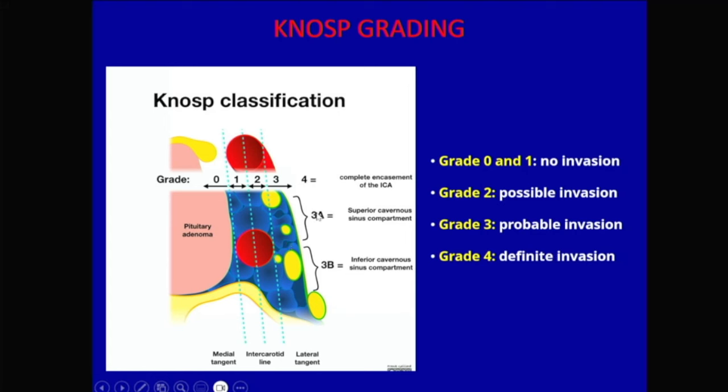So what do these grades mean? Grade 0 and 1 means there is no invasion. So 1 means right till here. So you can imagine a pituitary adenoma coming right till here. It means there is no invasion of the cavernous sinus. It is generally just indenting the sinus. Grade 2 is possible invasion. Grade 3 you will label as probable invasion. And grade 4, encasement of the cavernous ICA, that is the only sign of definite cavernous sinus invasion. So this is a system which has to be followed, and we mention it in all our reports of pituitary adenomas.